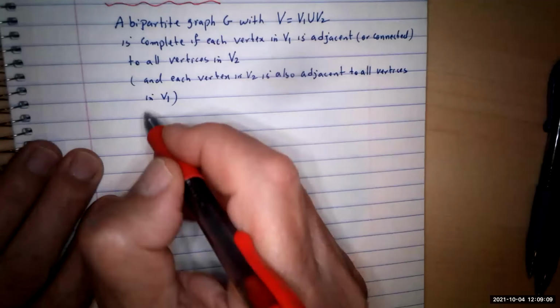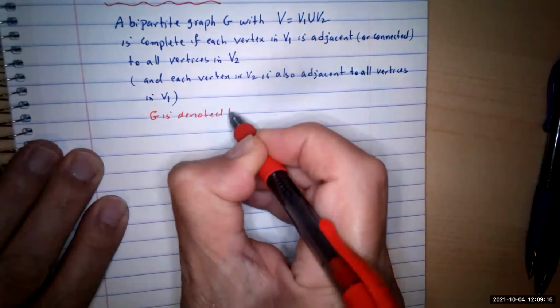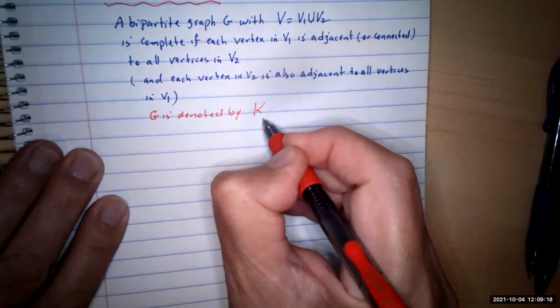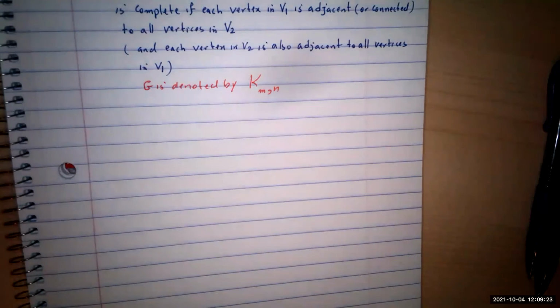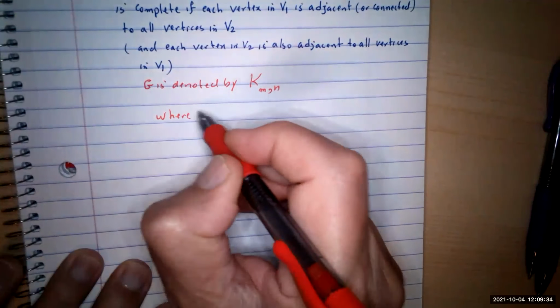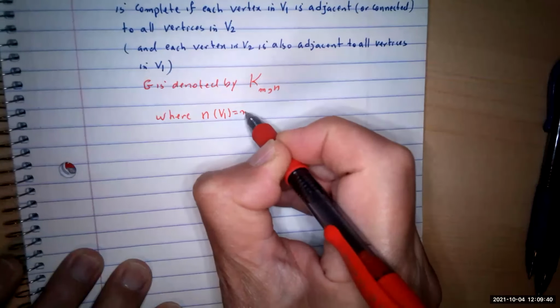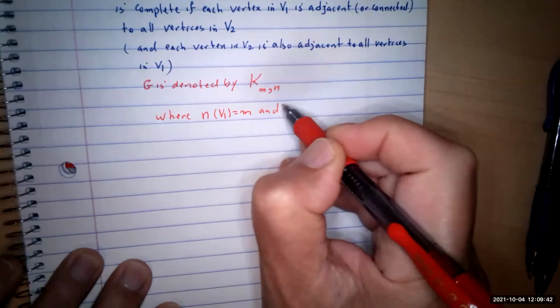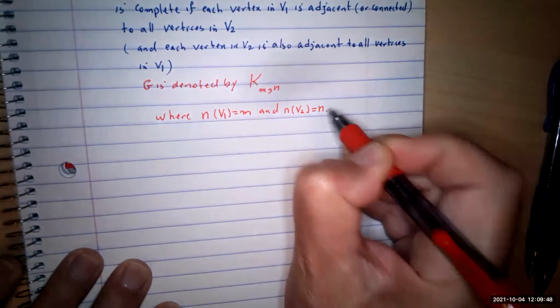Okay, G is denoted by a famous notation. It is denoted by K M, comma, N. This means that the first set would have M vertices and the second set would have N vertices, where the number of the vertices in V1 is M and the number of the vertices in V2 is N.